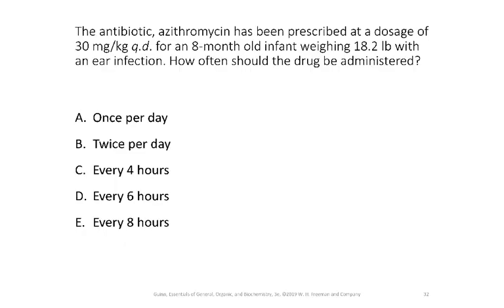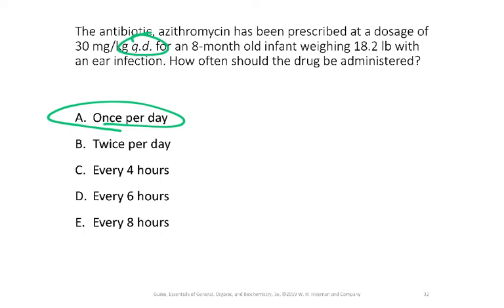All right, the antibiotic azithromycin has been prescribed at a dosage of 30 milligrams per kilogram QD for an 8-month-old infant weighing 18.2 pounds with an ear infection. How often should the drug be administered? Okay, so no calculation yet, just reading this question. What does it all mean? The first thing that we're going to look at is how often, right? At the right time and the right frequency. And QD means once per day.